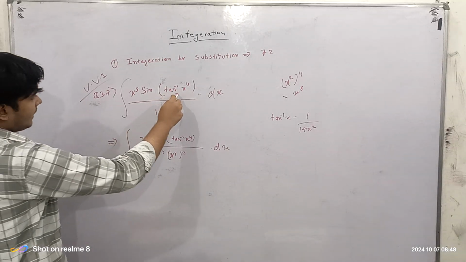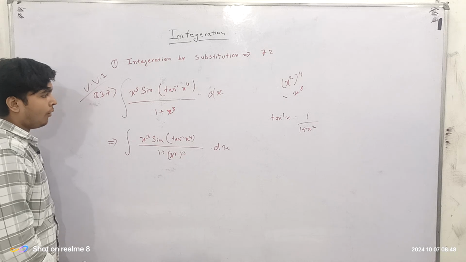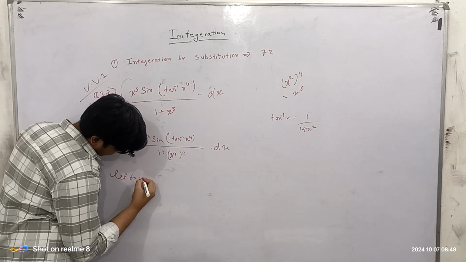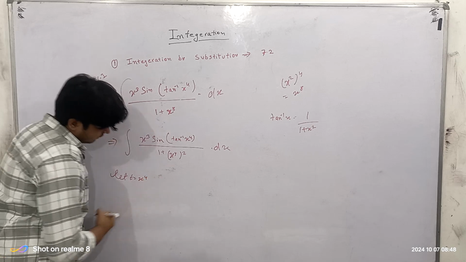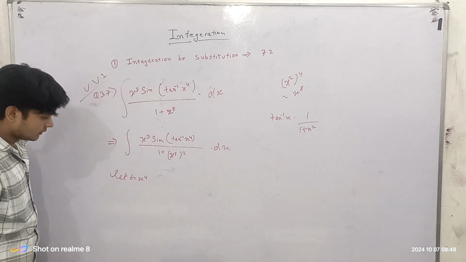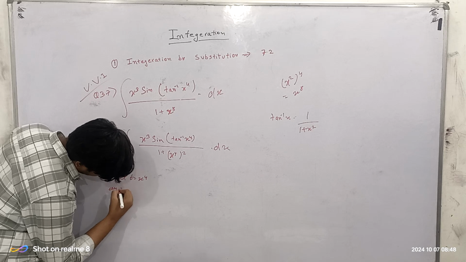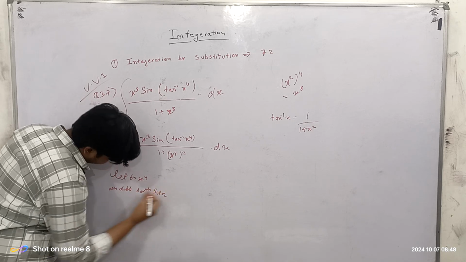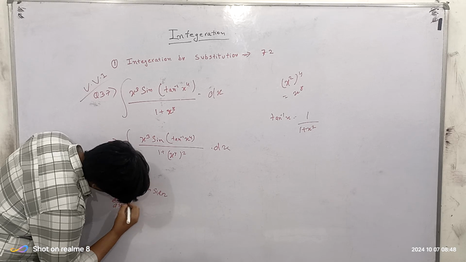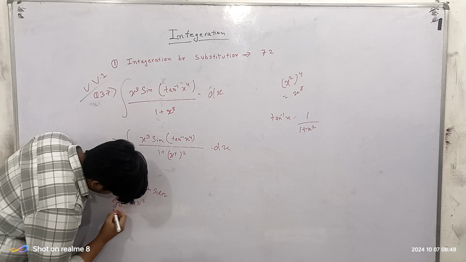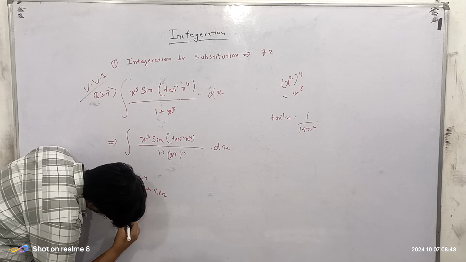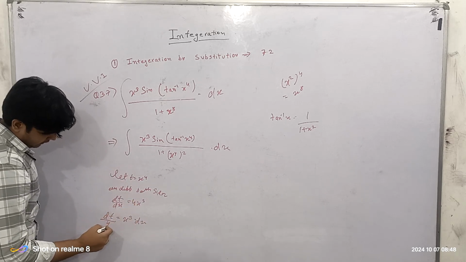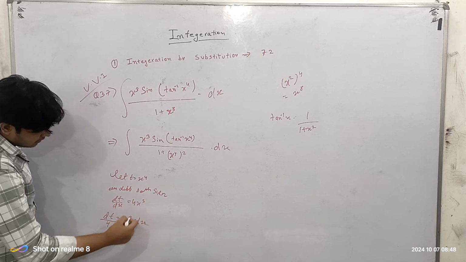So that if we take t, then this value will come. Let t equals x to the power 4. On differentiating both sides, dt by dx equals 4x cube. dt will be equal to 4x cube into dx, so x cube into dx equals dt by 4. This 4 will come here in the denominator and this dx will go in the numerator.